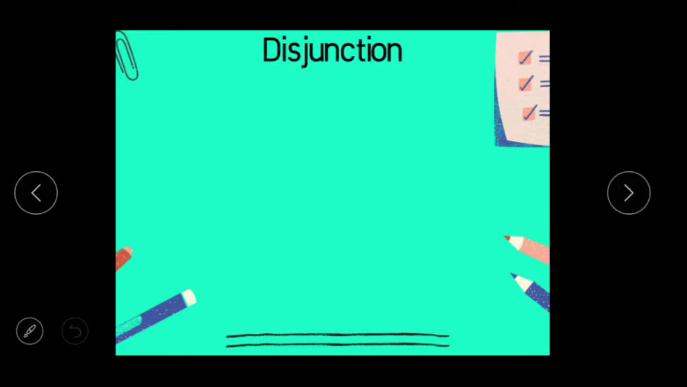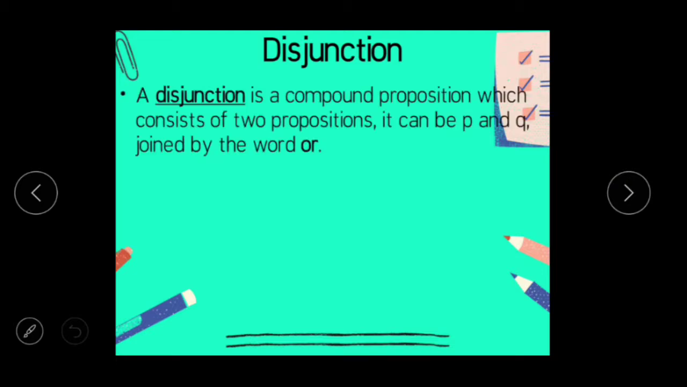So, dun tayo sa pinakauna nating compound proposition, it is disjunction. When we say disjunction, it is a compound proposition, meaning merong more than one proposition, in which yung mga propositions na yun, they can be P and Q, and they are joined by the word or. So, tandaan natin, pag meron tayong nabasang or, automatic, yung compound proposition na yun ay disjunction.